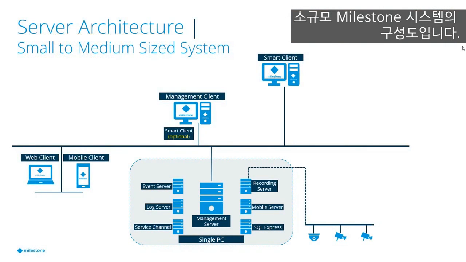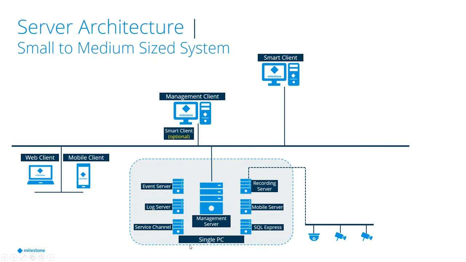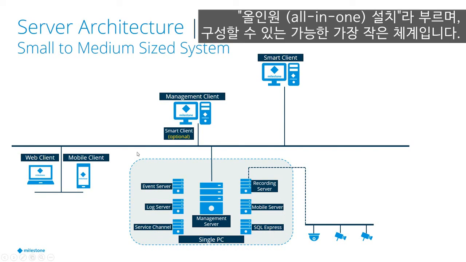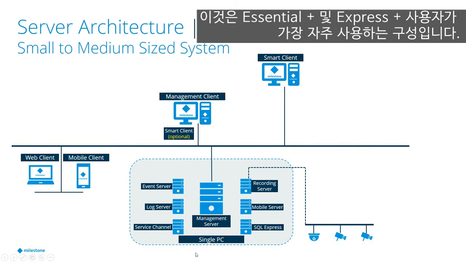Here we see a diagram of a small Milestone system. The Milestone software is very modular, which gives users the ability to separate out different components of our software for expandability. This represents what we would call an all-in-one installation, and is the smallest possible configuration. Here, all of our server software has been installed onto a single PC. This is the configuration that our Essential Plus and Express users will most often use.